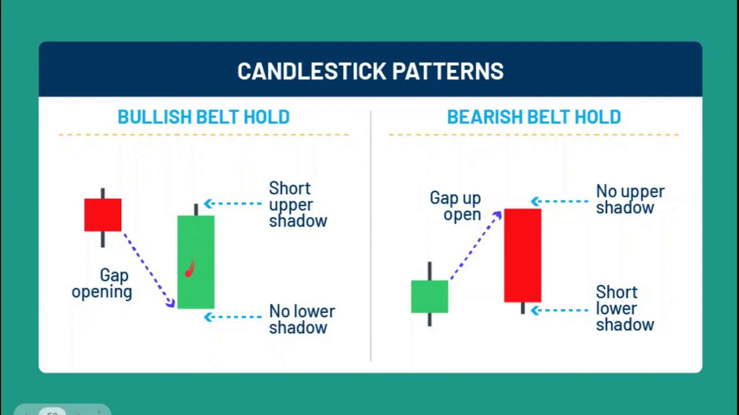When a bullish belt hold candlestick appears in a downtrend, it forecasts a potential rally, a potential reversal from here. When it appears in an uptrend, it keeps the bull trend intact. It means if you see a candle like this in an uptrend, it can be a signal for trend continuation. But let's talk about the bearish one.